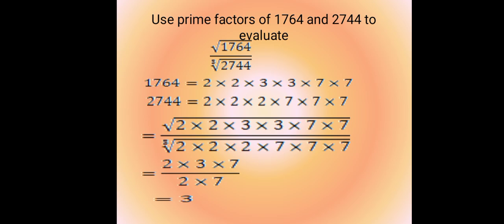So our new equation is 2 times 3 times 7 all over 2 times 7. You can see the 2 for the denominator cancels the 2 for the numerator. The 7 for the denominator cancels the 7 for the numerator, and we only have 3 for the numerator, so that our answer is 3.